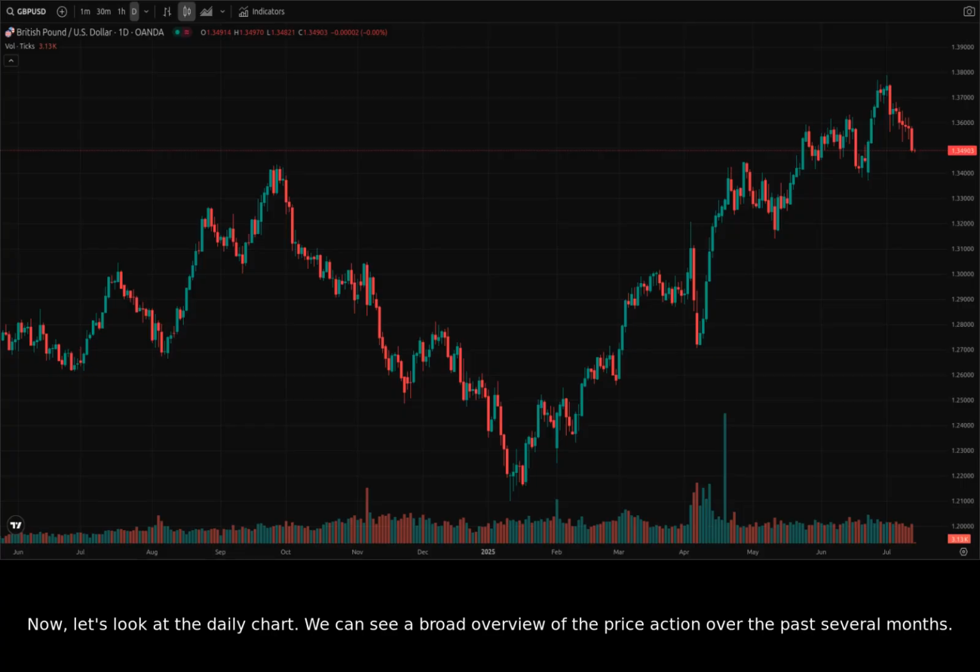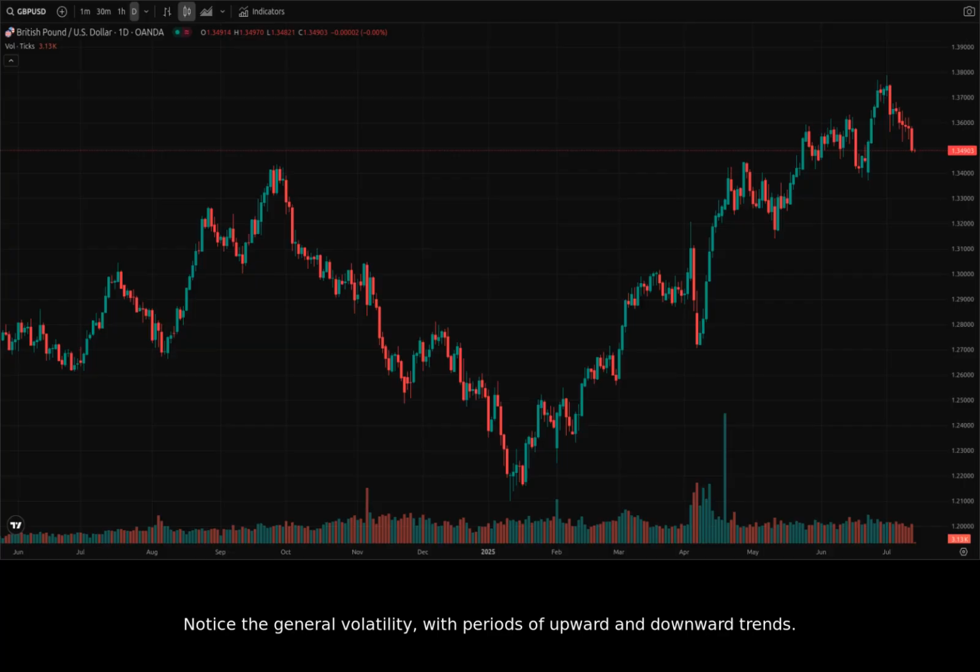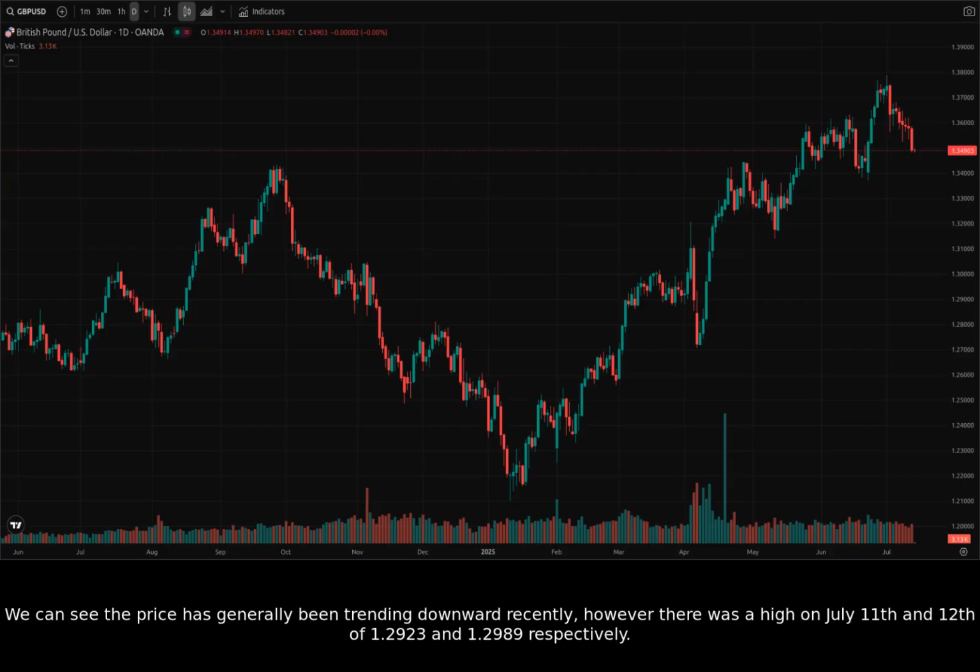Now, let's look at the daily chart. We can see a broad overview of the price action over the past several months. Notice the general volatility, with periods of upward and downward trends. We can see the price has generally been trending downward recently. However, there was a high on July 11th and 12th of 1.2923 and 1.2989 respectively.